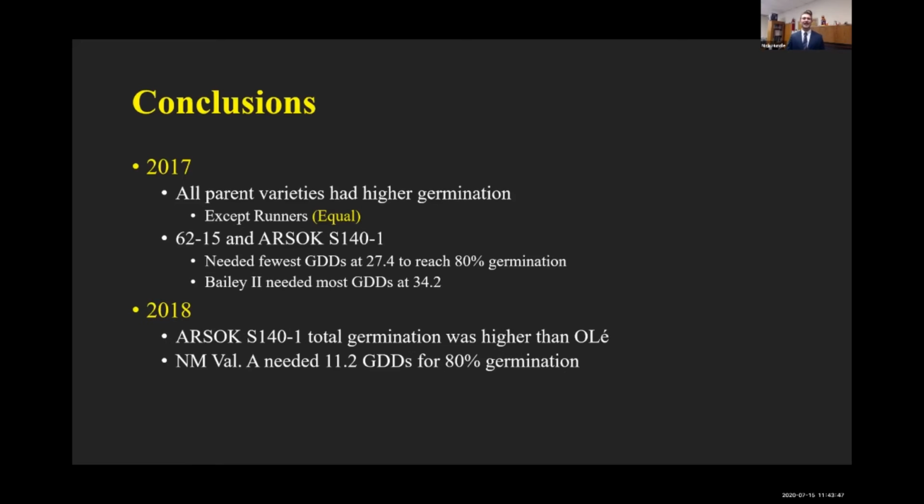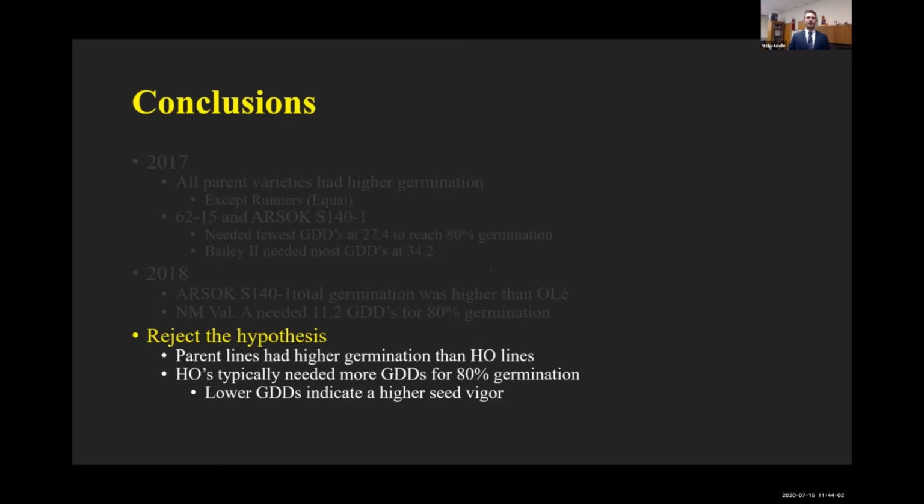In 2018, the RSOC S140-1 total germination was higher than the HO line Oleic, and the New Mexico Valencia A needed only 11.2 GDDs for 80% germination. So we will reject the hypothesis due to the parent lines having a higher germination than the HO lines. The HOs typically needed more GDDs for 80% germination, and the lower GDDs needed for 80% germination indicate a higher seed vigor.